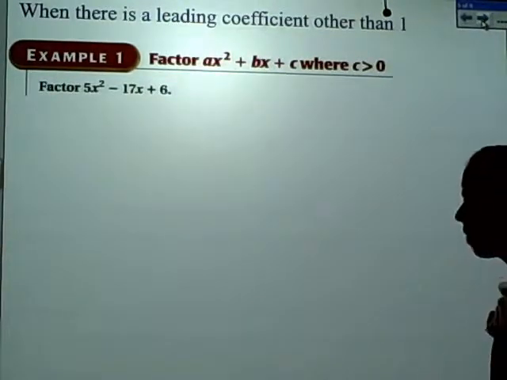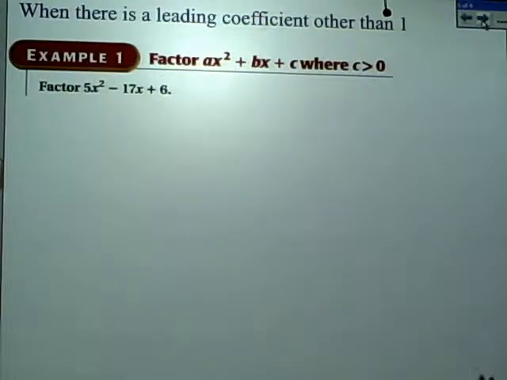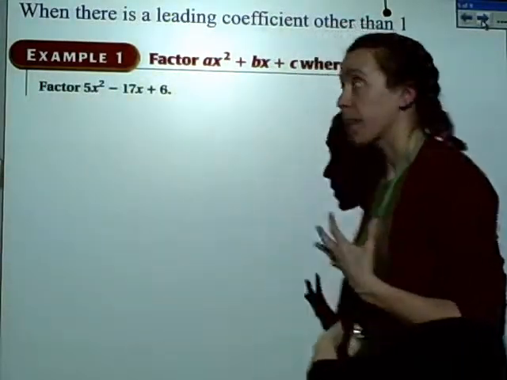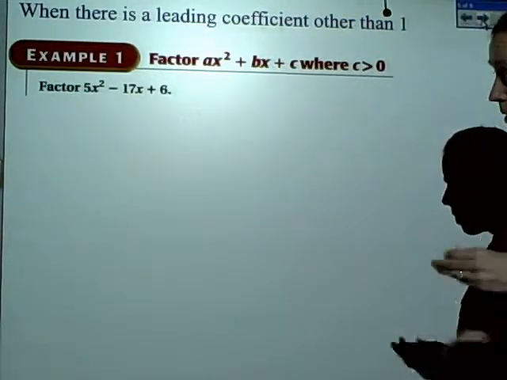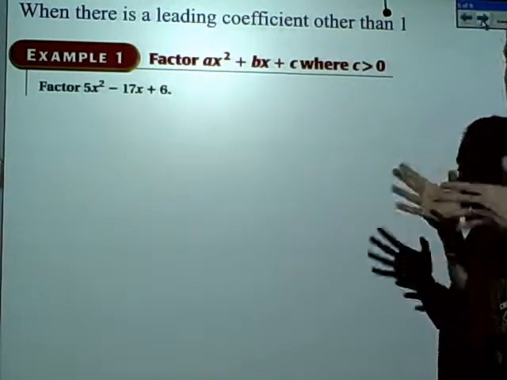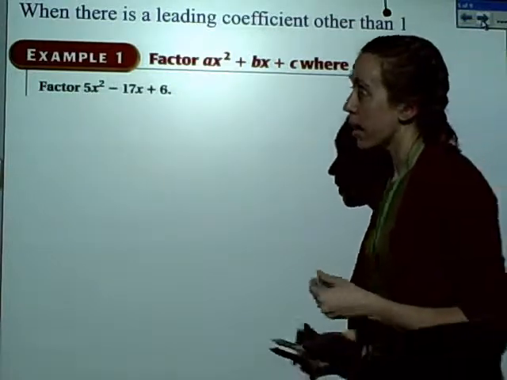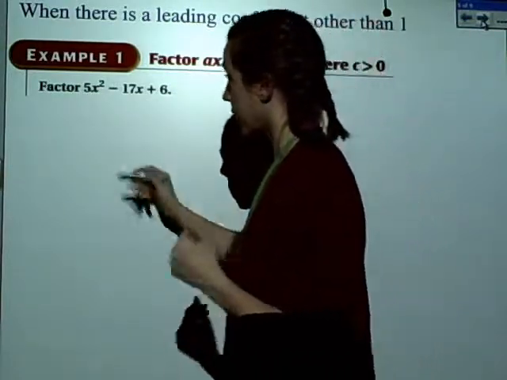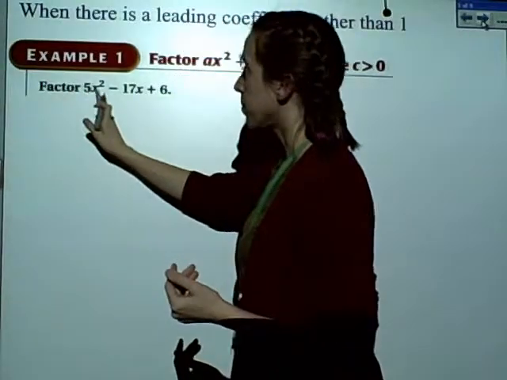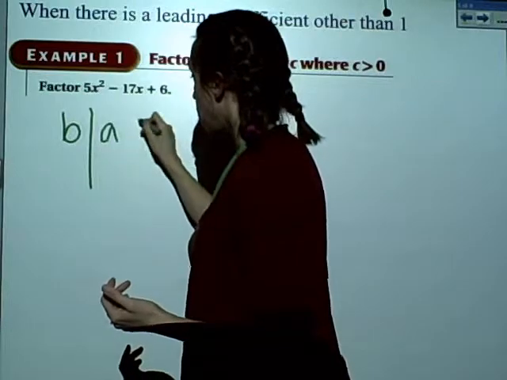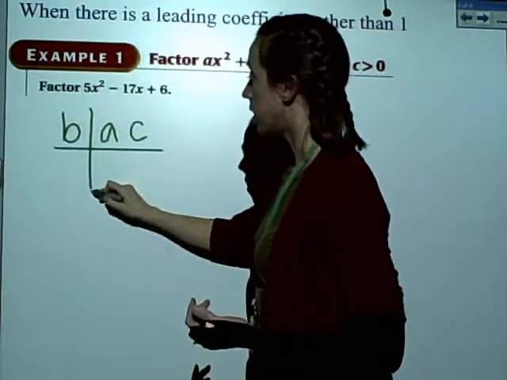Okay, so now we're going to talk about how on earth we factor when you have a leading coefficient that's not 1. So you'll notice our leading coefficient is a 5. Okay? Now, the way I learned to do this is doing a lot of guessing and checking. We don't want to do that because it takes too long. We're going to use this method that I actually saw at Sylvan when I worked there. But we're going to make a chart, and I always call it the BAC chart.